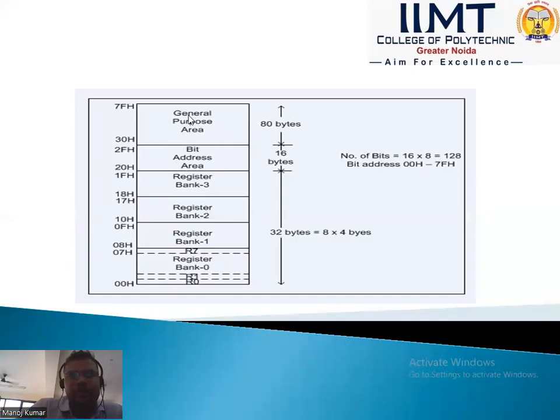This is the memory location of the special function registers and general purpose registers, divided into areas: 32 bytes for the register banks, a 16-byte bit addressable area, and an 80-byte general purpose area. The 128 bit addressable locations range from 00 to 7FH. This is the memory address map.